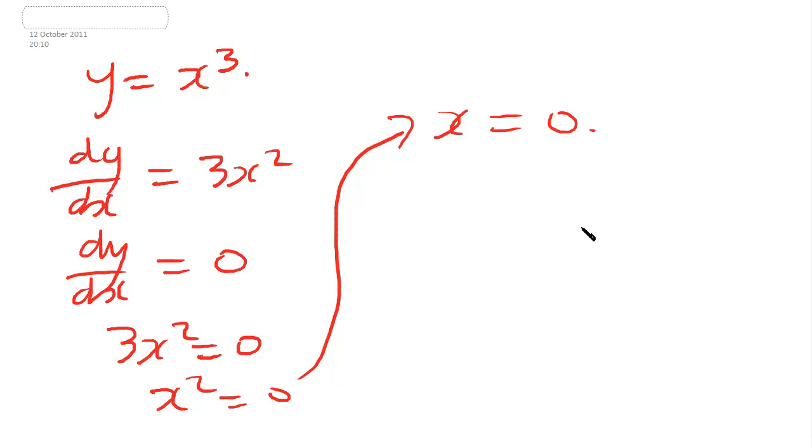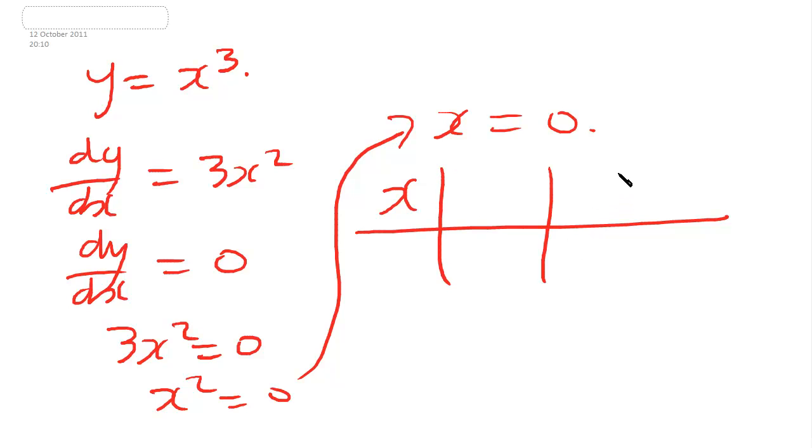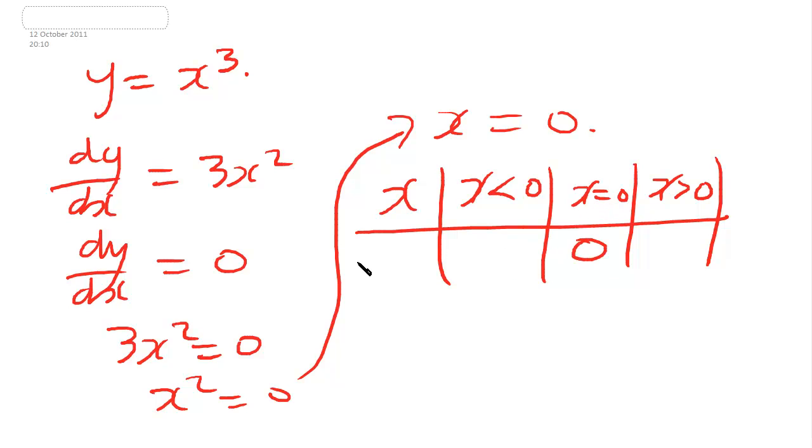And then let's look at what happens here. So let's do our table of values again to determine the nature of our turning point. So we want to look at x is less than 0, x equals 0, and x is greater than 0. So always put the turning point in the middle. We know this is 0. We know dy by dx. So whenever you do these tables, you put the turning point in the middle and look to the left of the turning point and to the right of the turning point and look at what happens to the differential.